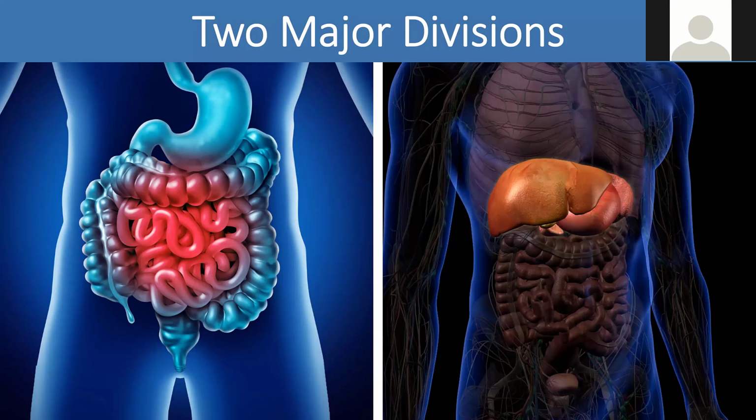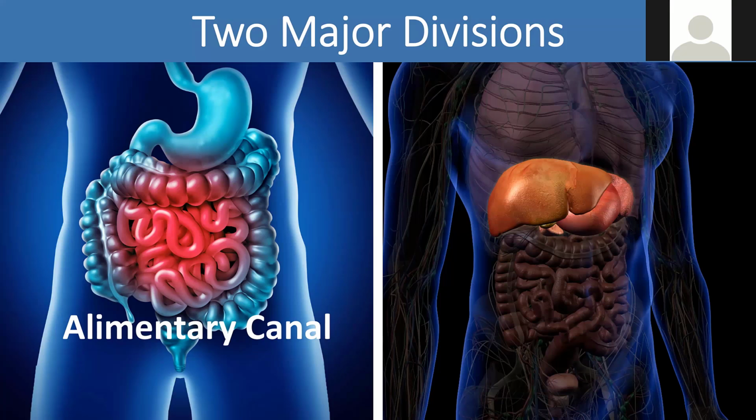All right, so there are 2 major divisions or 2 broad categories of structures when we talk about the digestive system. Just like we have the nervous system, but we can say we have the central nervous system and the peripheral nervous system, we have the digestive system, but we have 2 different component pieces of that. The first one is the alimentary canal, and that's just a fancy name for the pipe.